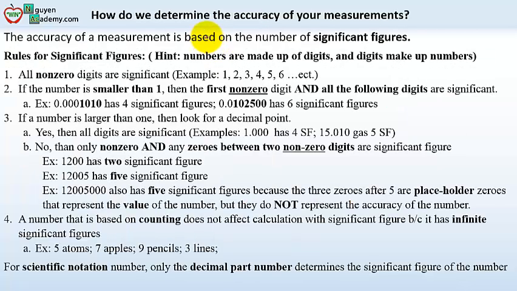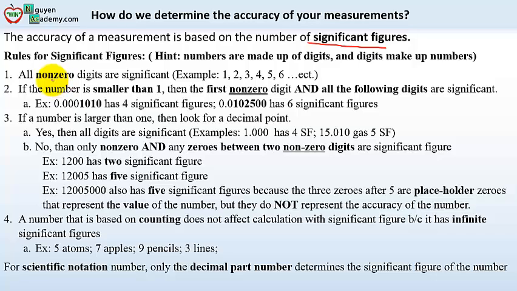5. To determine the accuracy of a measurement, we look at the number of significant figures, okay? Now this significant figure again tells you the accuracy. It doesn't necessarily tell you the values of the problem. So here are the rules for determining significant figures.